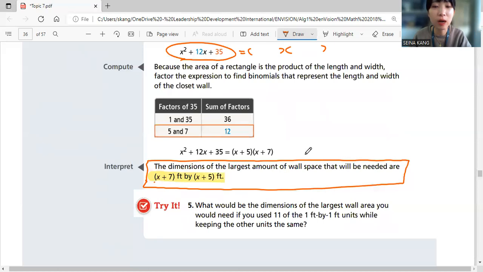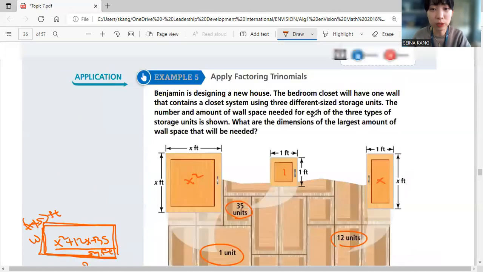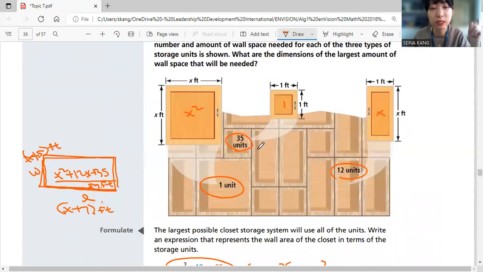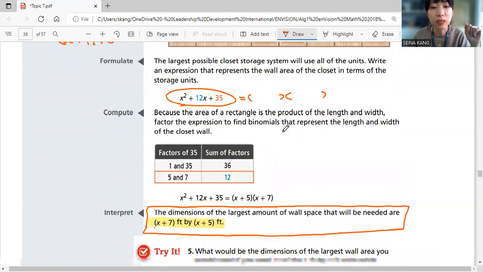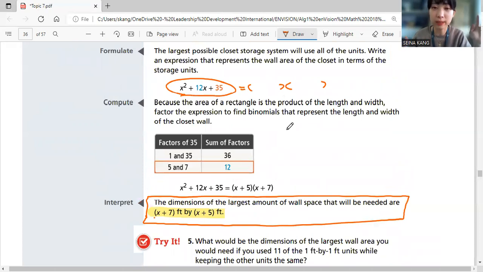So after you figure out the factors, you need to see what it means in your original situation. Oh, that's gonna be width and length. And that's the largest amount of wall space that we'll need for the storage area, okay?